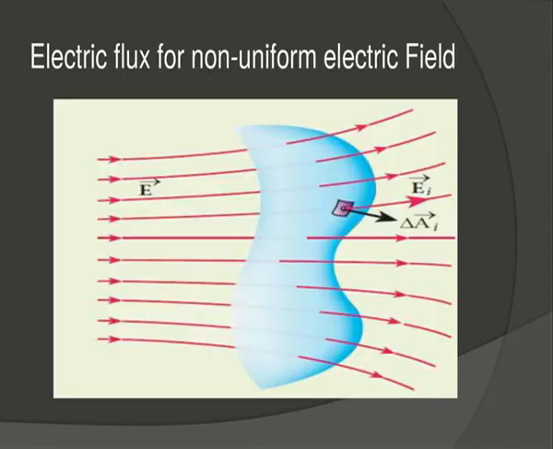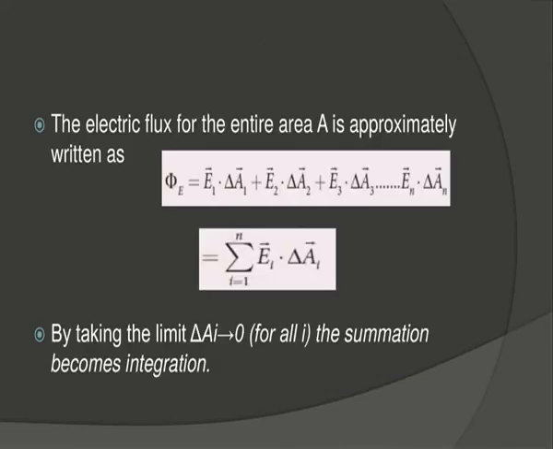So how it looks in the figure, it is given the electric field and the area vector, and the angle between these two is theta. So the electric flux for the entire area A is approximately written as vector E1 into delta vector A1 plus vector E2 into delta vector A2 up to vector En into vector delta An.